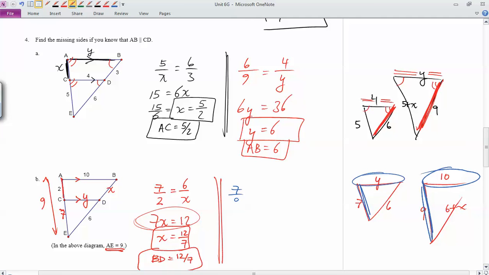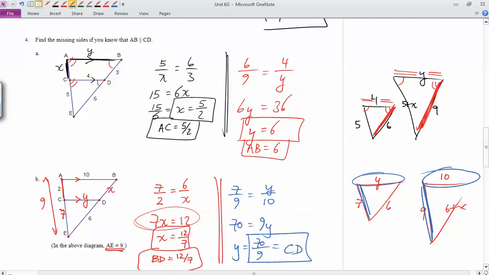So 7 over 9 equals y over 10. And so 70 equals 9y. So y is going to be 70 divided by 9. And that doesn't simplify at all. And then that's the same thing as CD is what y is. So there we go.